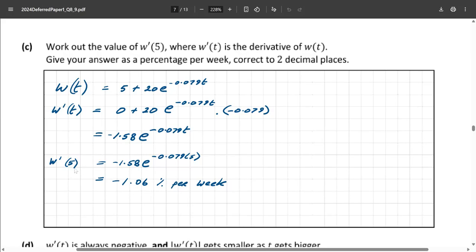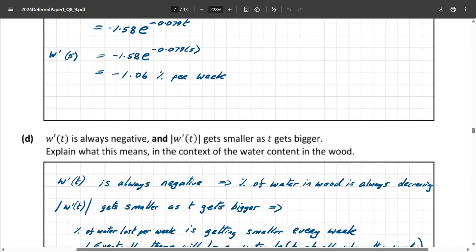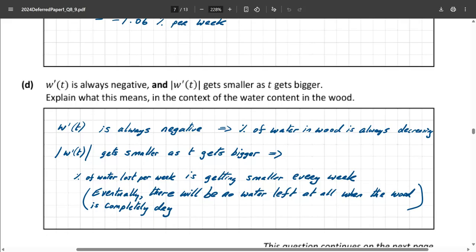So what are we actually saying here? When you differentiate, it's a rate of change. So we're talking about how much the water content is changing in the wood per week. So it's losing. What this tells us is basically we're losing 1.06% of the water content per week. That's how much it's drying by. Now, part D is more abstract. It's trying to get us to understand what's really going on here.